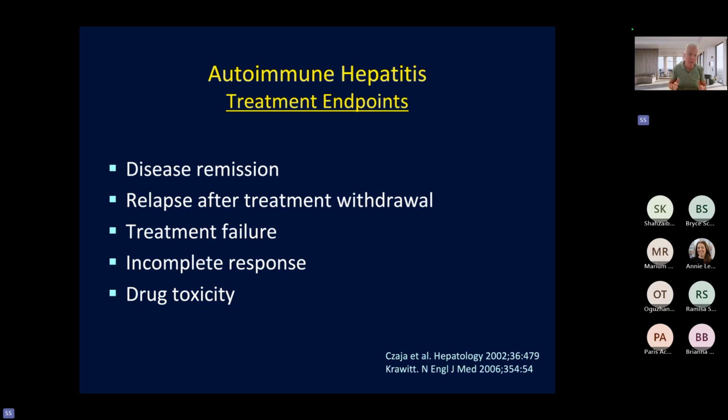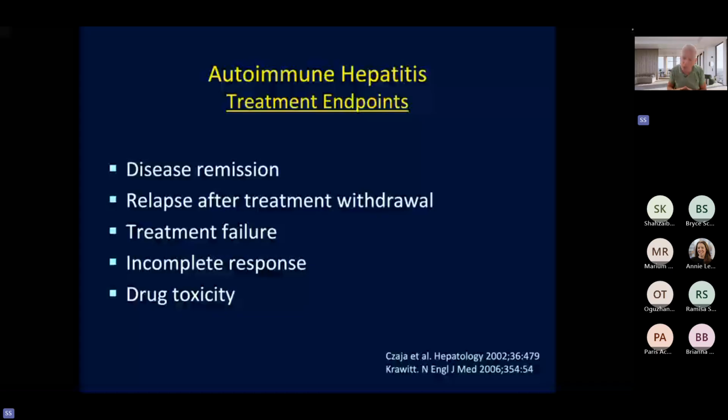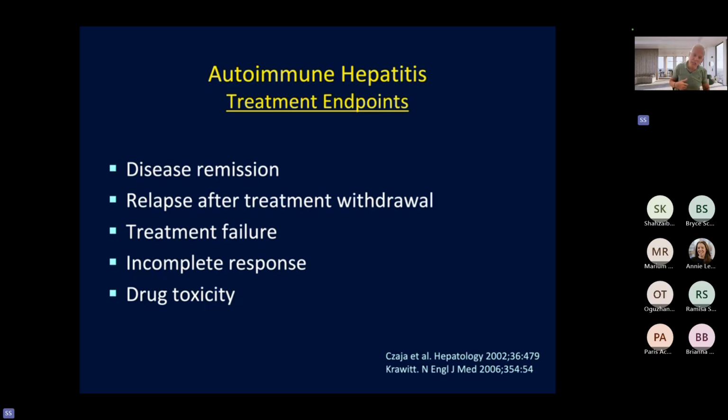In our patient population, generally, disease remission is fairly rapidly achieved through a combination of prednisone and azathioprine. But relapse after treatment withdrawal is also a common problem. I've seen very few patients where treatment has failed, although it does occur. Many patients may have an incomplete response, which may warrant either increased therapy or a different drug approach. And then drug toxicity is something that we all worry about.